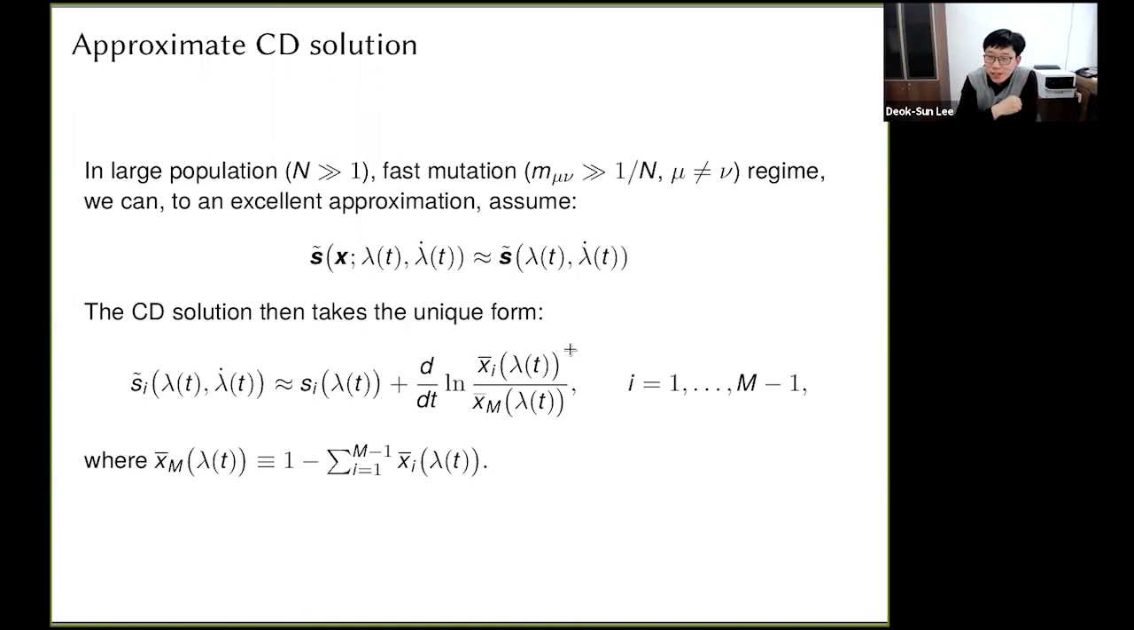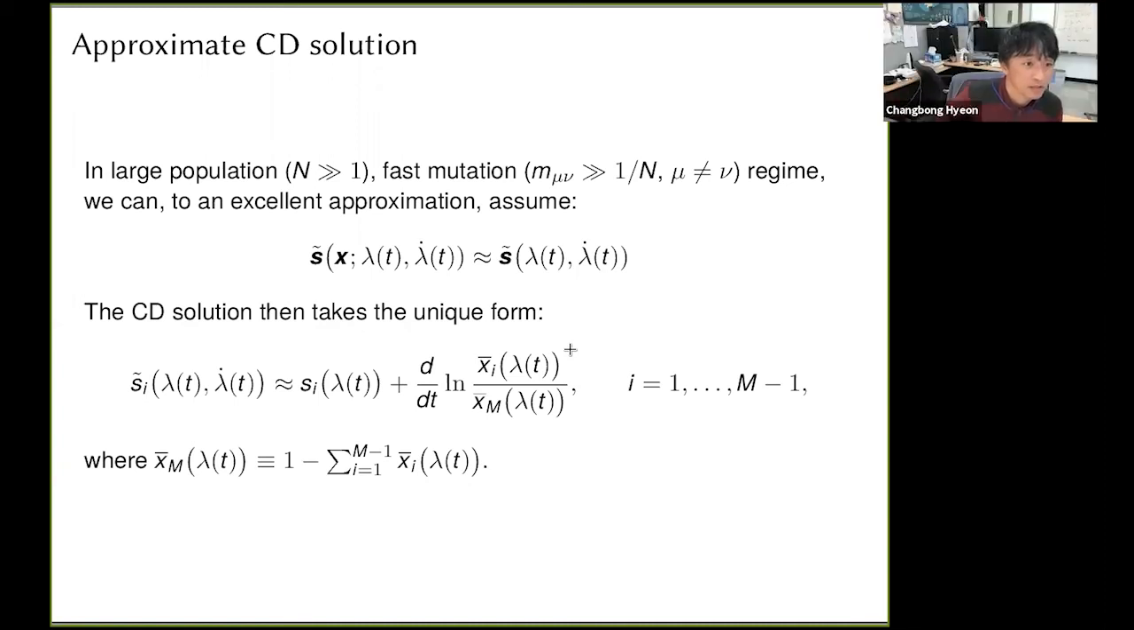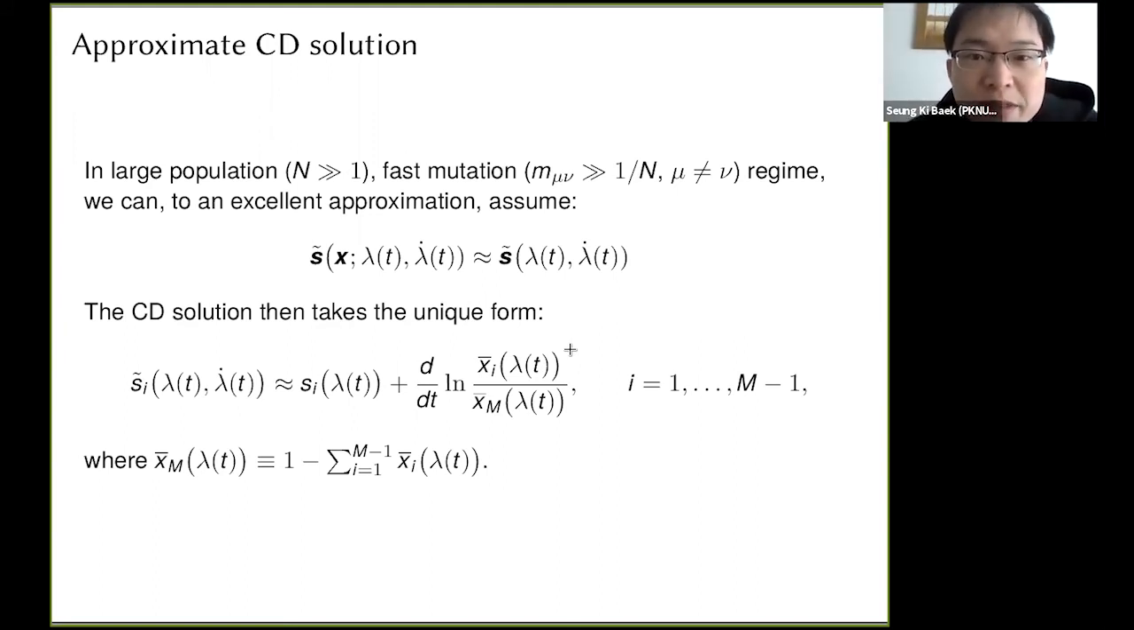Okay, so Professor Beck, Seung-gi, please. Yes, my question is actually almost the same as the previous one. So the xi bar of lambda in your new solution, I was wondering if it should be obtained from the equilibrium distribution or from the actual distribution. No, from the equilibrium distribution.